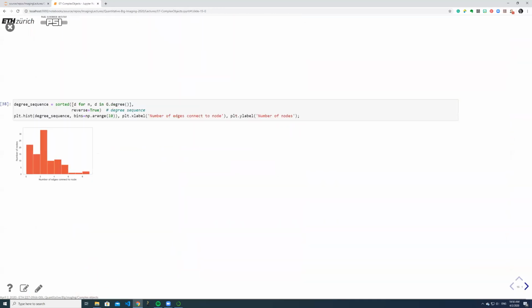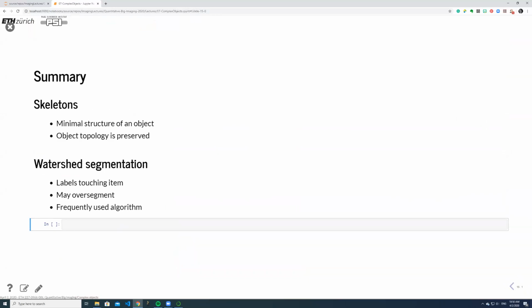And that brings us to the end of today's lecture. So I have been talking about skeletons, mostly in 2D, but also in 3D.